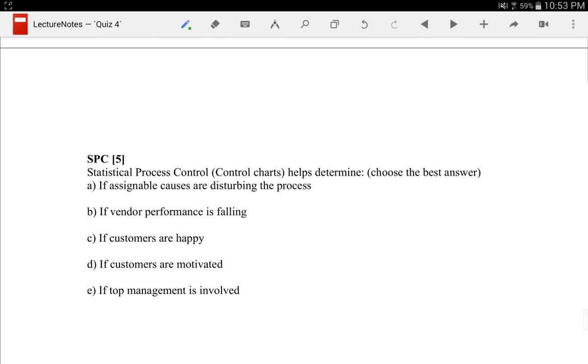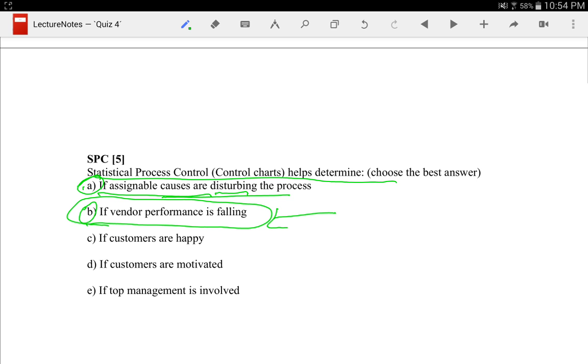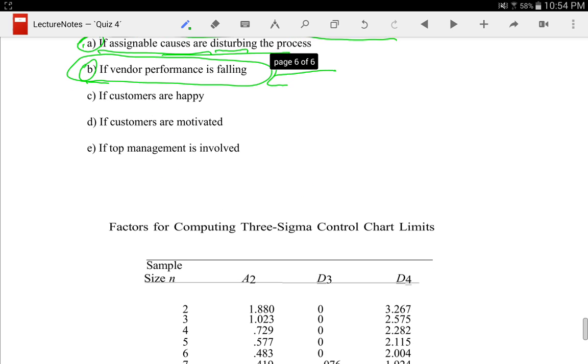The last question was kind of a tricky question. The statistical process control mostly helps. The real right answer is if the vendor performance is falling rather than if there is an assignable cause disturbing the process. If the assignable cause is deteriorating the process, then it will catch it. But disturbing doesn't always mean deteriorating for the most part. But I marked it as a correct answer even if you answered A or B. But in my mind, the real right answer is B. Alright.